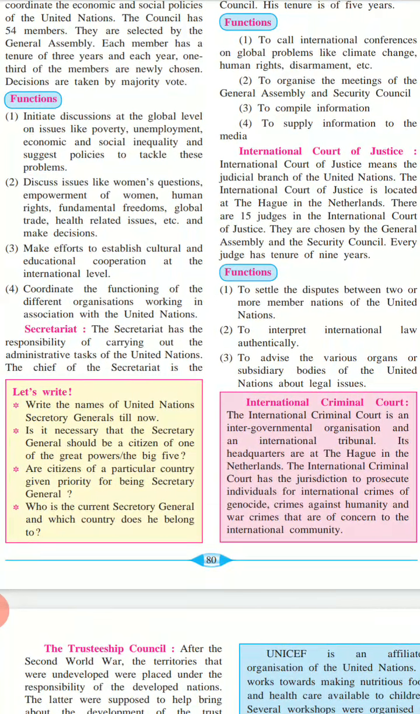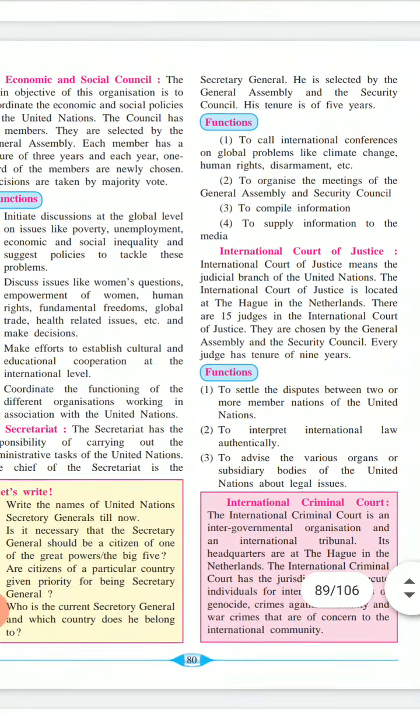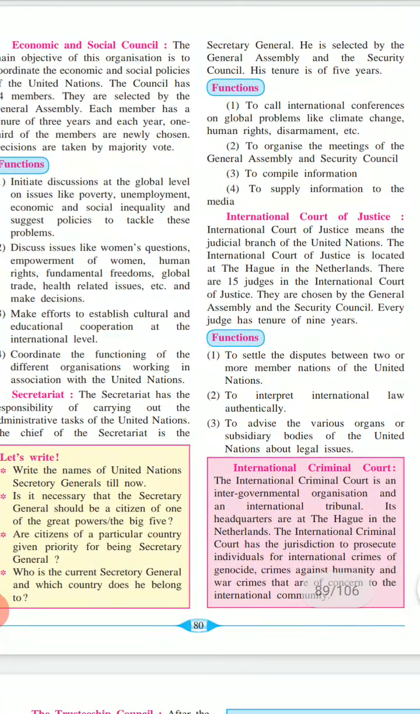The Secretariat has the responsibility of carrying out the administrative tasks of the United Nations. The chief of the Secretariat is the Secretary General. He is elected by the General Assembly and the Security Council. His tenure is of 5 years.